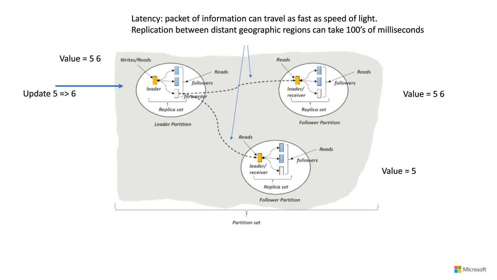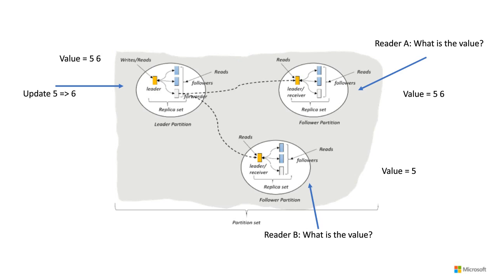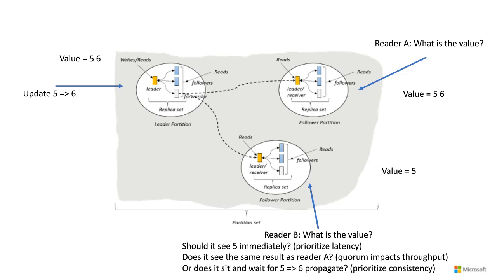And so you can think of this as: I update a record from 5 to 6, and I have concurrent readers in other regions. What is the expected behavior? Do they see stale reads? Do they see the latest copy? In other words, do I prioritize performance or do I prioritize consistency?